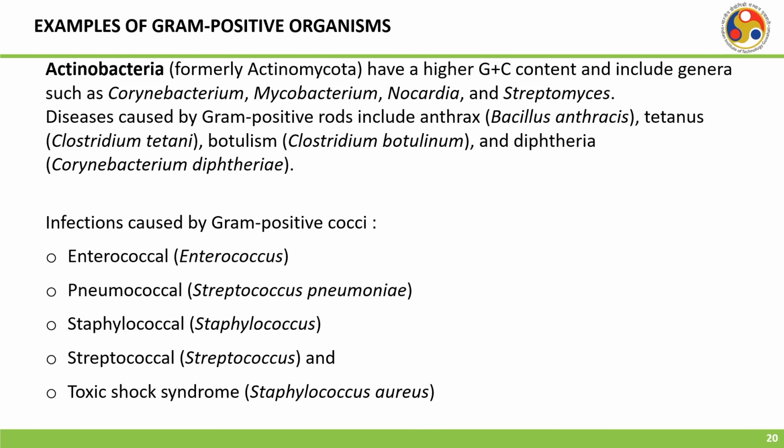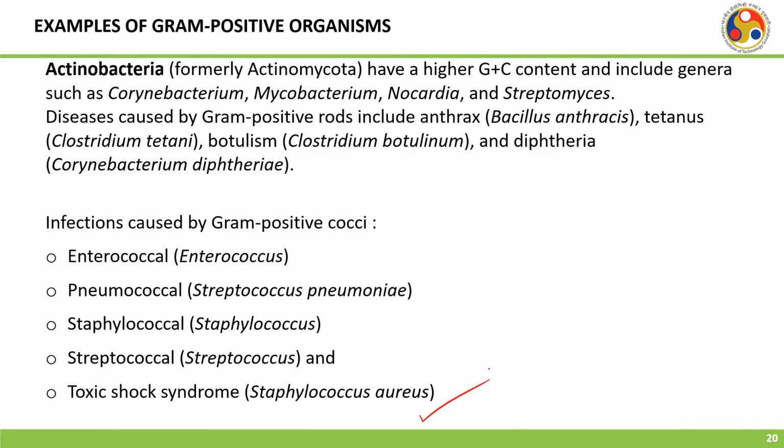Actinobacteria, which was formerly known as Actinomycota, have a higher GC content and include genera such as Corynebacterium, Mycobacterium, Nocardia, and Streptomyces. Diseases caused by gram-positive rods include anthrax, Bacillus anthracis, tetanus, Clostridium tetani, botulism, Clostridium botulinum, and diphtheria, Corynebacterium diphtheriae. Infections caused by gram-positive cocci can be summed up as enterococcal, pneumococcal, staphylococcal, streptococcal, and also toxic shock syndrome caused by Staphylococcus aureus.